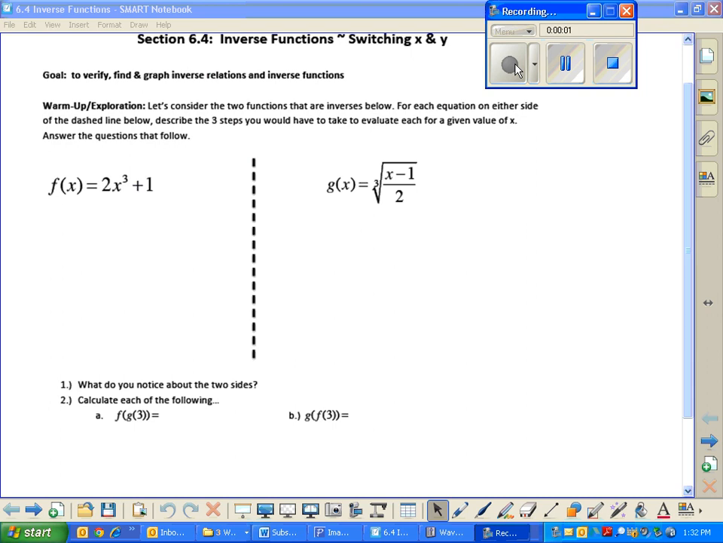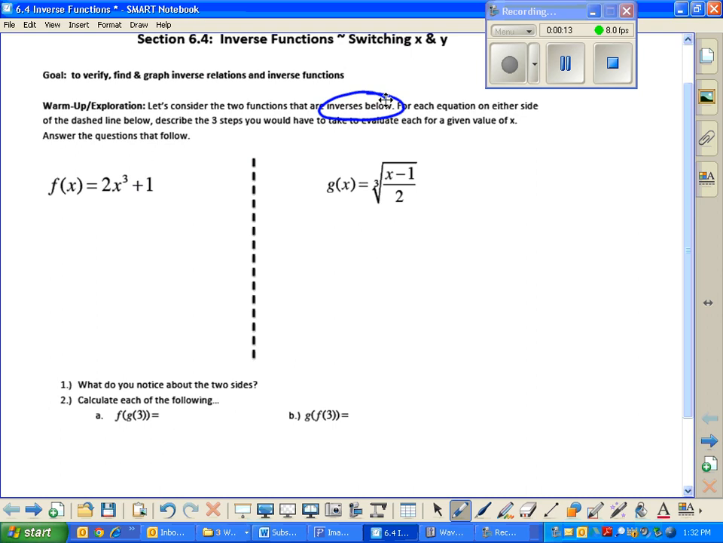Look at the left side of this warm-up today. The directions come right out and tell you that these two functions, function f and function g, are inverses. You're given that fun fact. Today, we are starting off by just exploring what that relationship between two functions might look like.